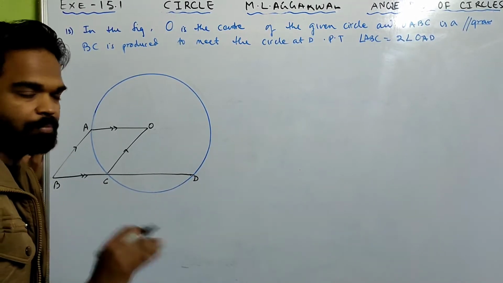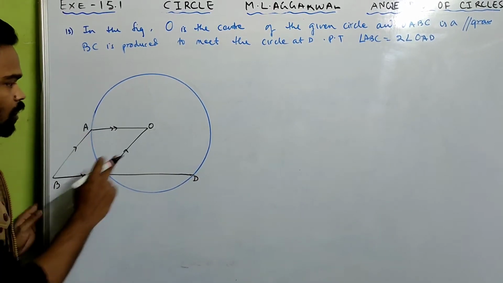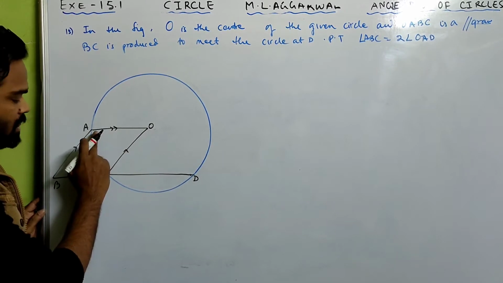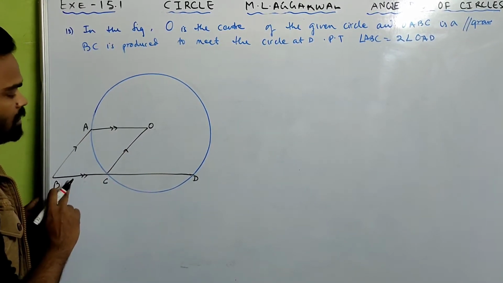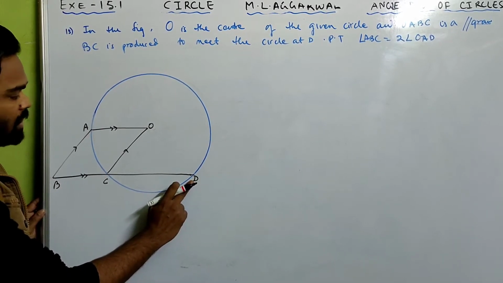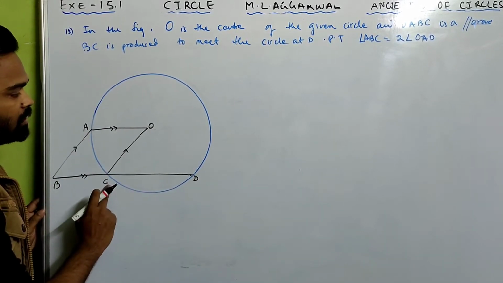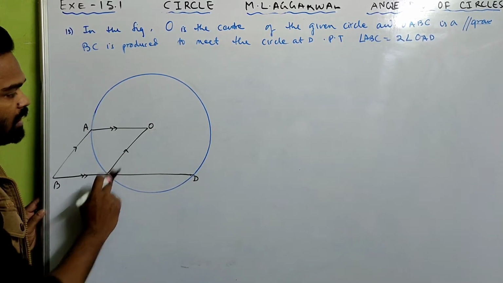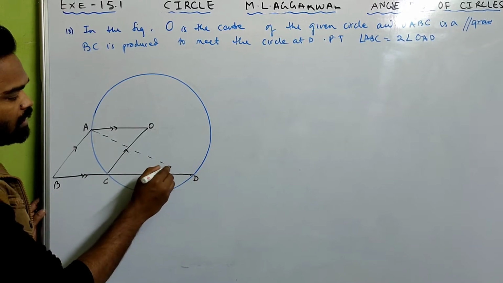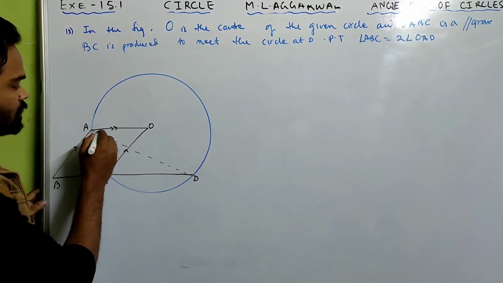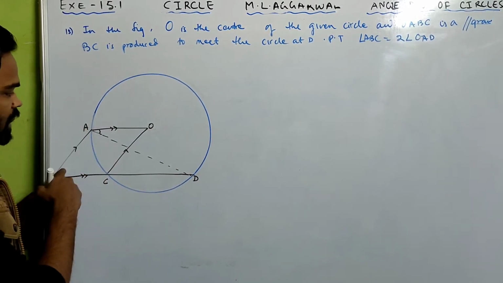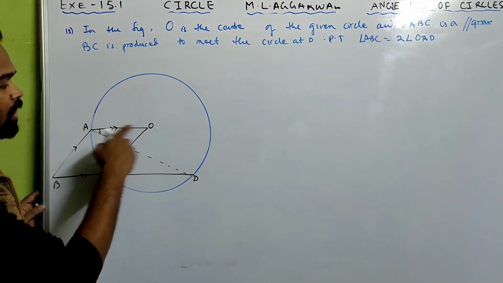Now look at number 15. Pretty easy. In the figure, O is the center of a given circle and OABC is a parallelogram. BC produced to meet the circle at D. Prove that angle ABC is twice of OAD, which means we need to join AD. OAD, which means this angle is ABC. This angle is twice of OAD.